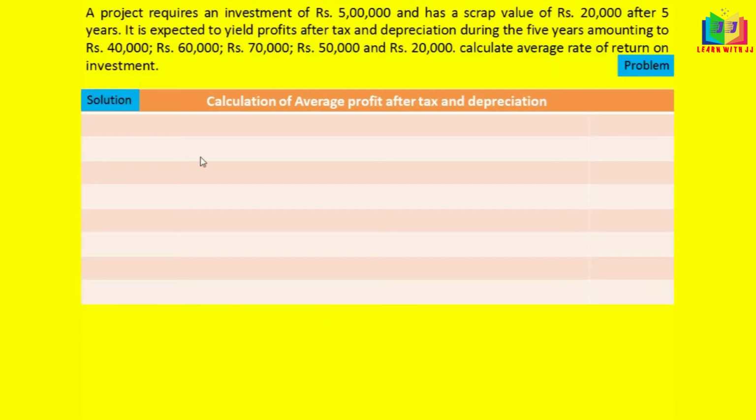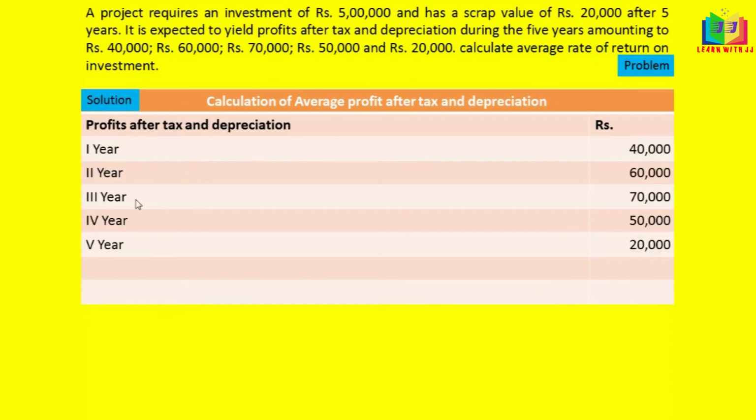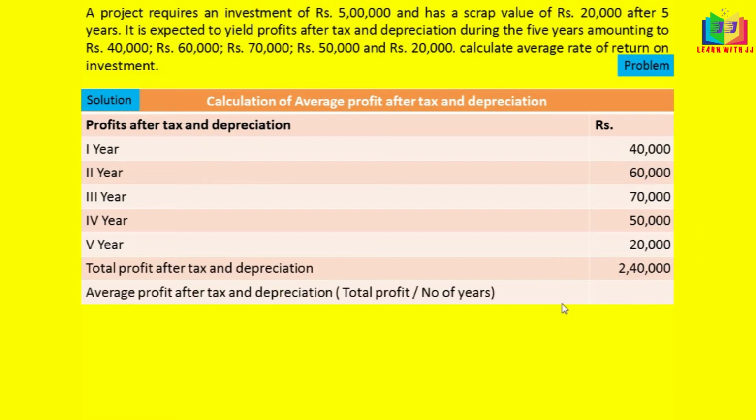We'll see how to work it out. First we take the profit after tax and depreciation. We need the total of this because we have to find the average. We add these and get a total profit after tax and depreciation of 2,40,000. Average is nothing but the total divided by the number of years. The number of years here is 5, so we get 48,000, that is the average profit after tax and depreciation.